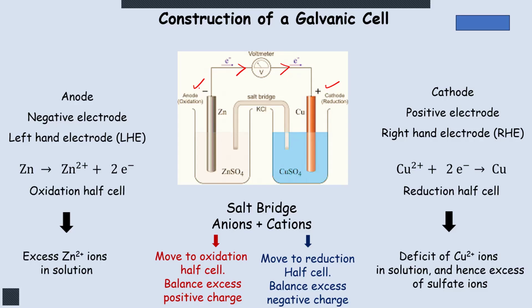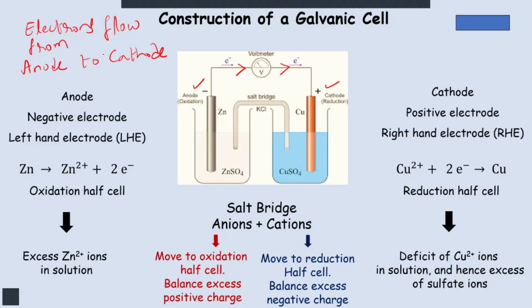So in general, electrons flow from anode to cathode. Here the zinc electrode is the anode and the copper electrode is the cathode. In any galvanic cell, electrons flow from anode to cathode. This is true for any galvanic cell.